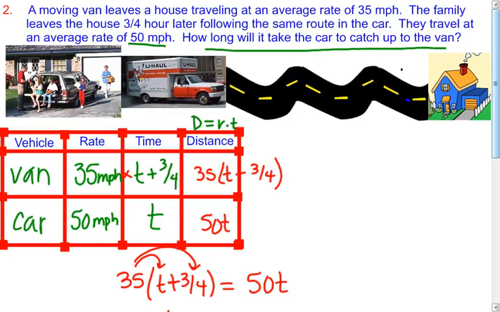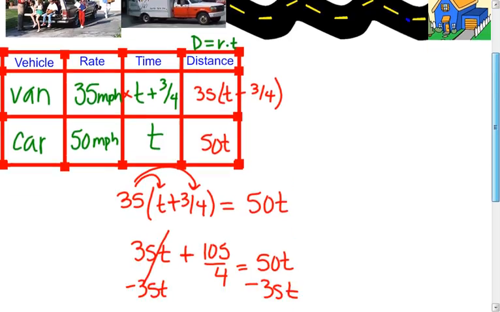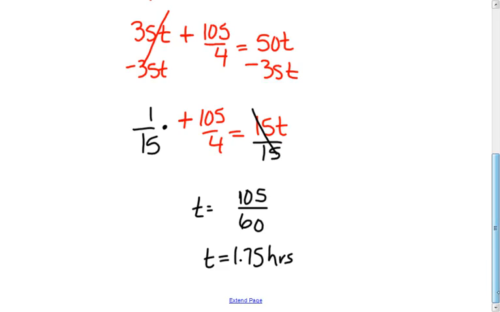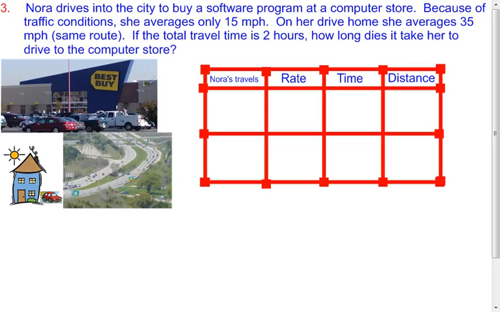The question is, how long will it take the car to catch up to the van? So I'm asking you, how much time does the car have to be on the road? Notice T is the car's time because it's in the car's row. So I actually answered the question directly right here, and I don't need to do anything here. So 1.75 hours.